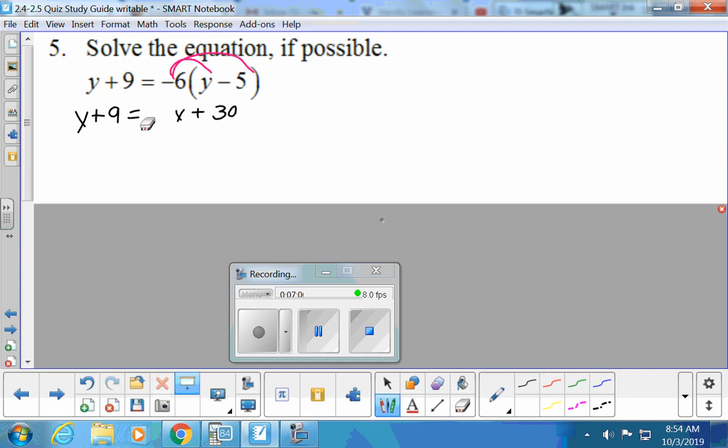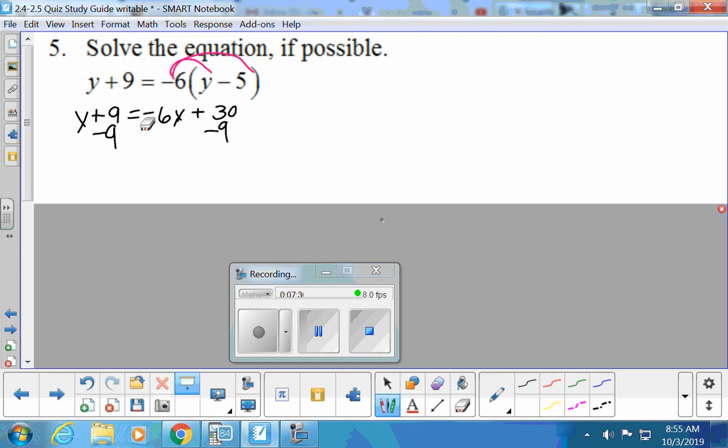Equals negative. So at this point, what we technically have is a 7y and positive 9. Okay, now what do we do? Equals negative 30. What do you got to do next? Minus 9. Negative 6 and negative 5 is a positive 30. So that will give you the 20. You have to add these.